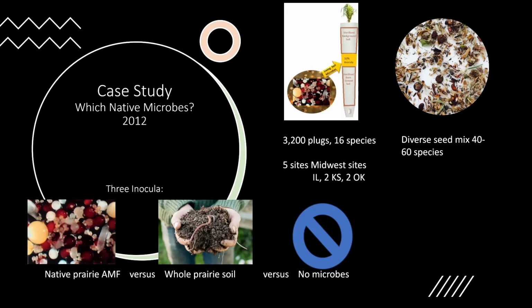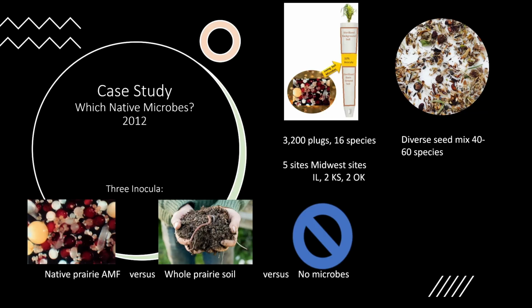The first case study I wanted to mention was one we started in about 2012, looking at what kinds of inoculants are the most important to include in a prairie restoration. So for this experiment, we had little plots where we had no microbes, so just plants. Of course, whatever disturbed microbes would have been at that site previously are still there. And then we added to those whole prairie soil, which would have anything in a whole soil from AMF to rhizobia, worms, all the good stuff in prairie soil. And then from the same whole soil, isolating just the native prairie AMF and excluding everything else.